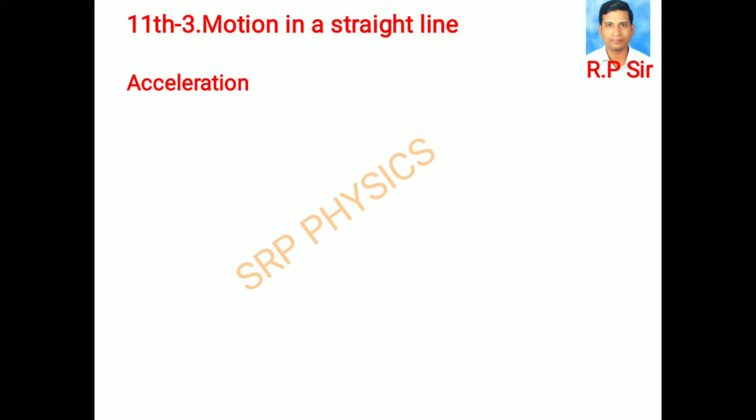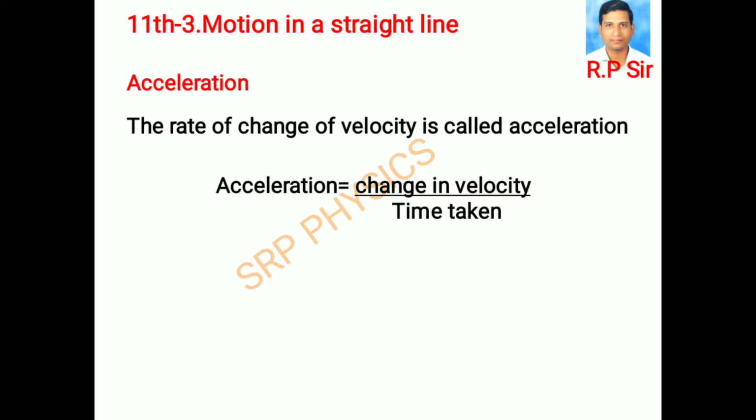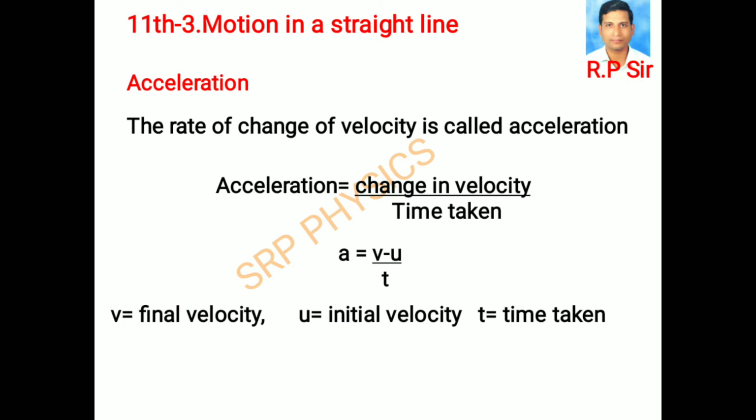Acceleration explains how velocity changes with respect to time. That is, the rate of change of velocity is called acceleration. Acceleration is equal to change in velocity divided by time taken. If v and u are the final and initial velocities of an object and t is the time taken, then the acceleration a is equal to (v minus u) by t.